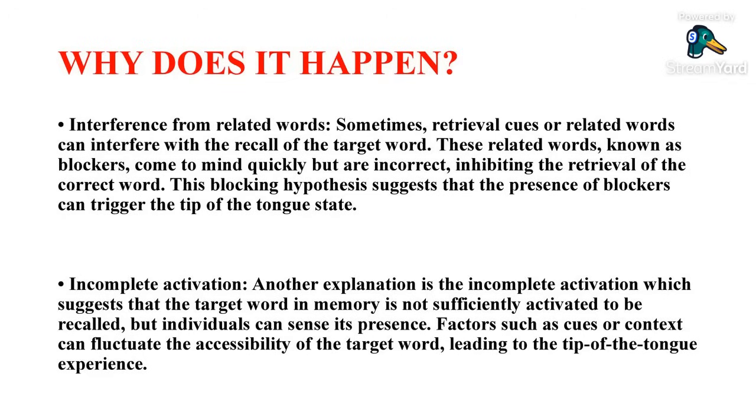When this happens, it inhibits, that is, it prevents the retrieval of the correct word. This blocking hypothesis, or let me just say this blocking theory, suggests that the presence of blockers can actually trigger the tongue state, the tip of the tongue state. When you're trying to say something and different other related words are coming to your mind and they're not the correct word, this phenomenon or this particular state can cause the tip of the tongue to happen.